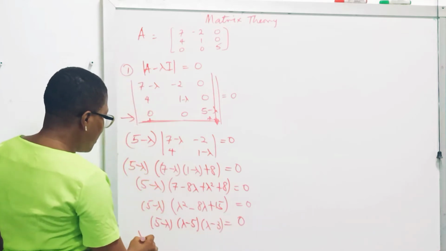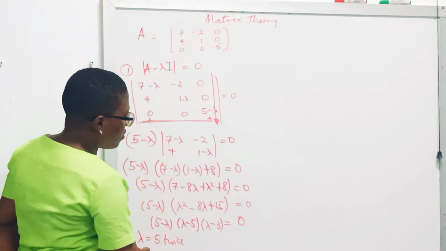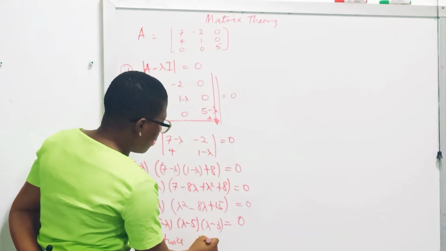So what do we have? We have lambda is equal to 5 twice, so we have to note the multiplicity, and then lambda is equal to 3.